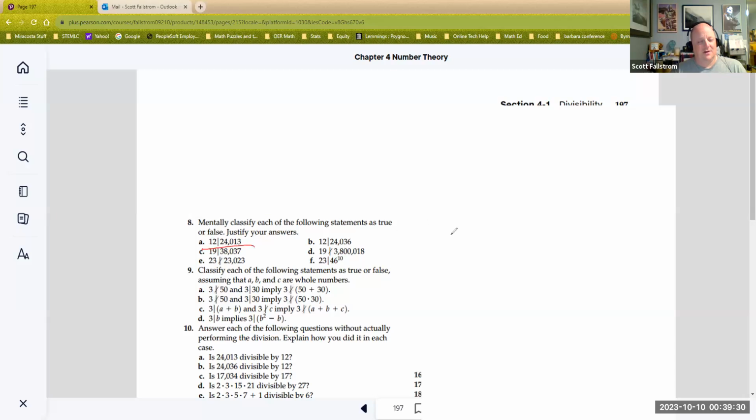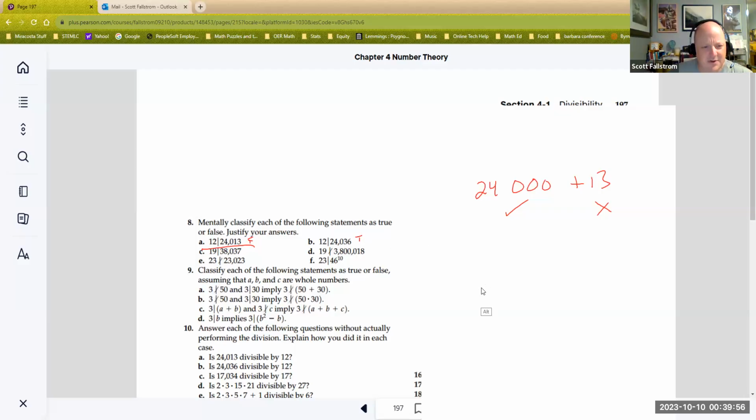So right here, I would say 12 definitely goes into 24. And so what I have is 24,000 plus 13. And I would say, yes, 12 divides here, but it does not divide there. So I would answer this one as false. Very similar to part B. It just says 24,000 plus 36, and 12 divides 36. So this one I would have marked as true.